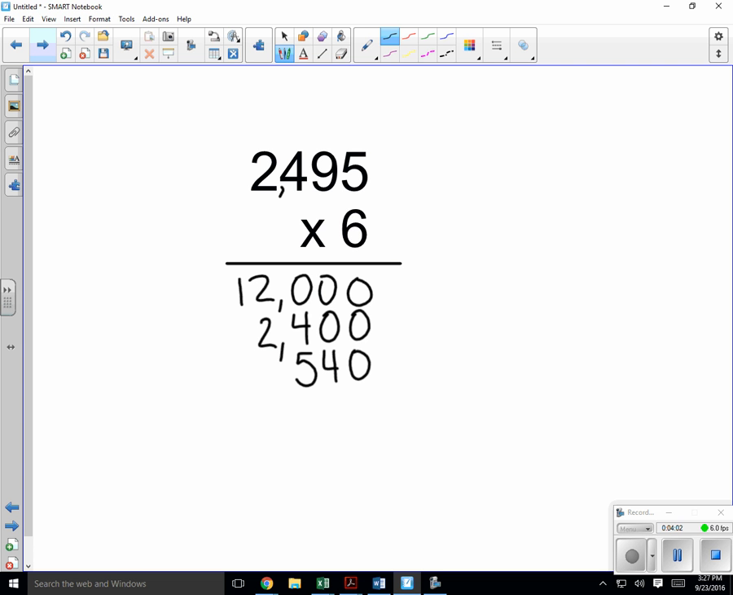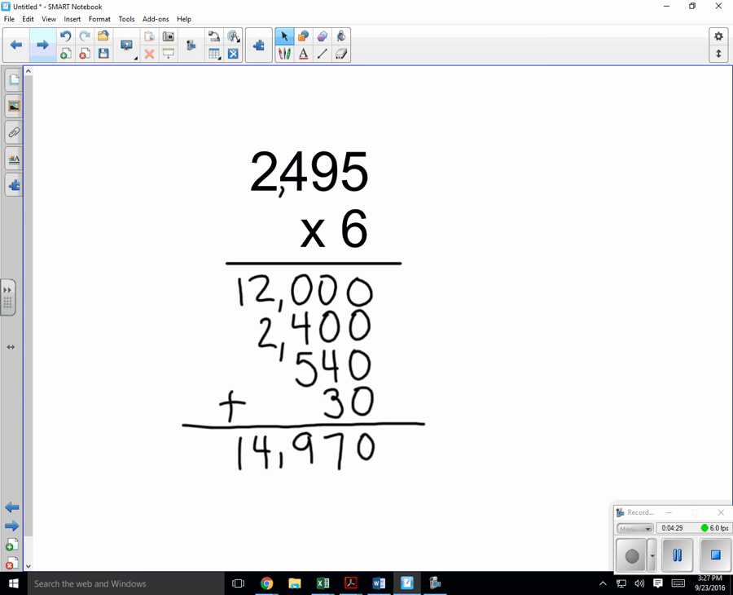Last but not least, since I have 4 digits, I will need 4 partial products. 6 times 5 is 30. The 5 is in the ones place, so it does represent 30. Now, add them up. Zeros will be 0, 0, 0, and 4 plus 3 is 7. 4 plus 5 is 9. Bring down the comma. 2 plus 2 is 4. And 1 plus nothing is 1.